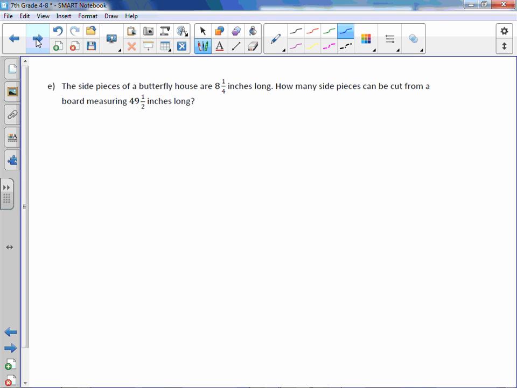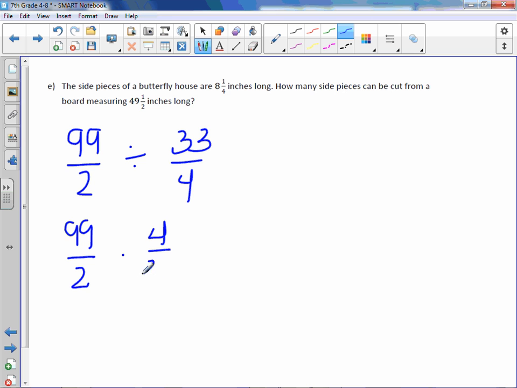The side pieces of a butterfly house are 8 1/4 inches long. How many side pieces can be cut from a board measuring 49 1/2 inches long? Well, change them both to mixed numbers, or improper fractions. They are mixed numbers. 49 times 2 is 98, plus 1 is 99. So 99 halves. And 8 1/4, 8 times 4 is 32, plus 1 is 33. And what we are doing is dividing here. But again, I will not divide. I will multiply by the reciprocal.